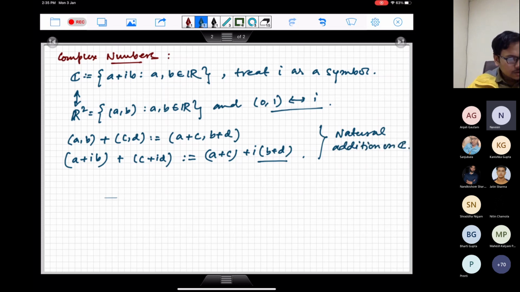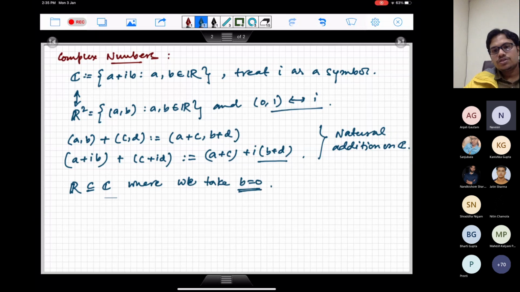Okay, so this is natural addition on C. Okay, that's good. We get an addition, and in fact, for example, you can see that R is part of C, where you take all this. So you can imagine R is a subset of C, where we take B equal to 0. We can see it in this way, and in fact in that case, as a subset of R2, we identify them as (a, 0).